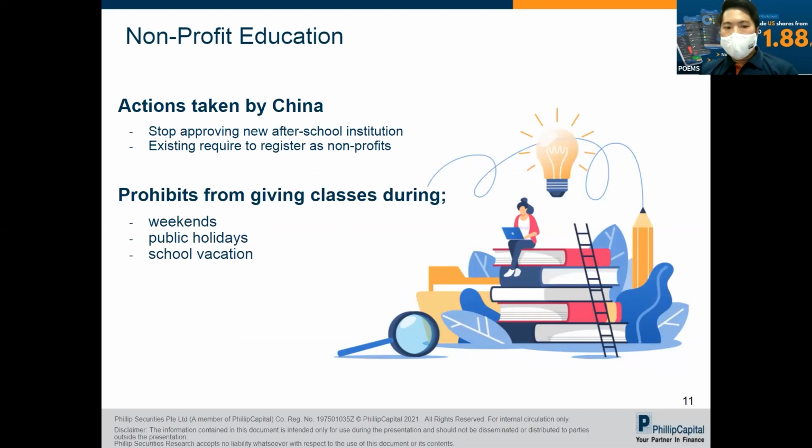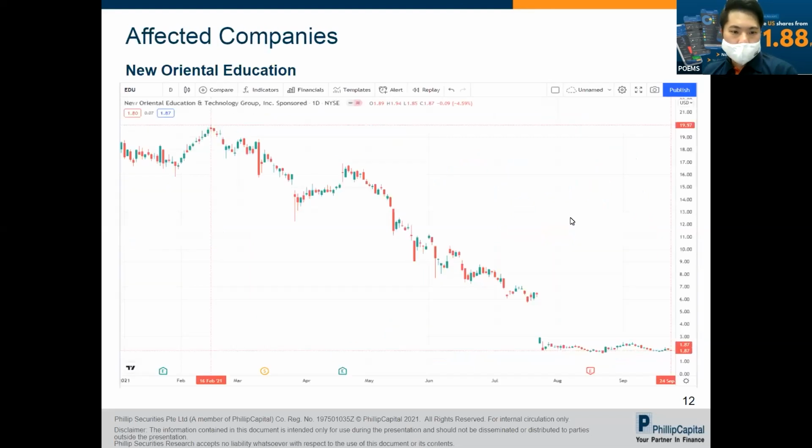Because of this, the education industry took a very big hit. Let's look at some of the companies that were affected. The first one was New Oriental Education. You can see that the high was around 20 US dollars, and it has fallen to around 1.8 US dollars, which amounts to a 90% drop.